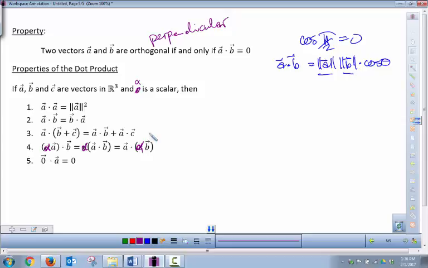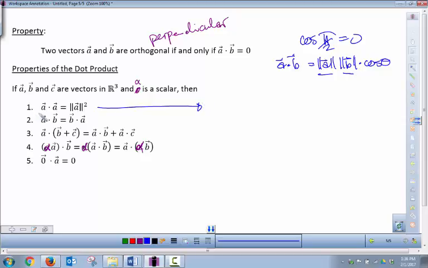Let's change that scalar. All right, so let's take a look at this one by one, and let's justify them, almost like proving them.